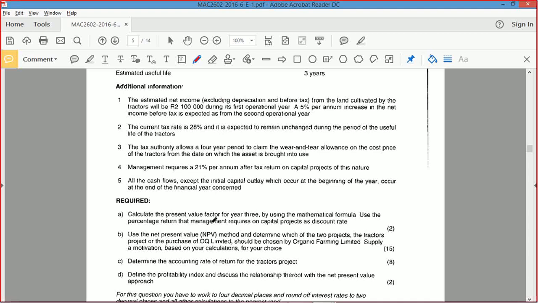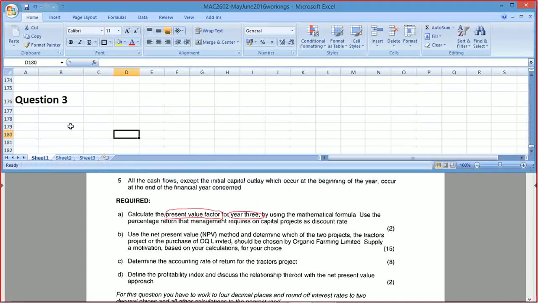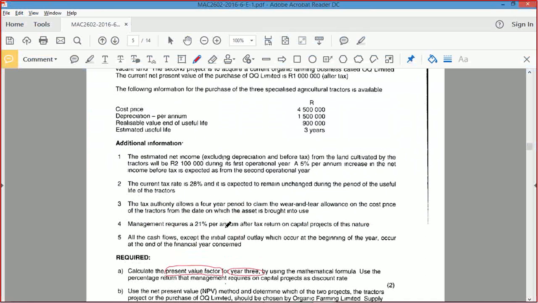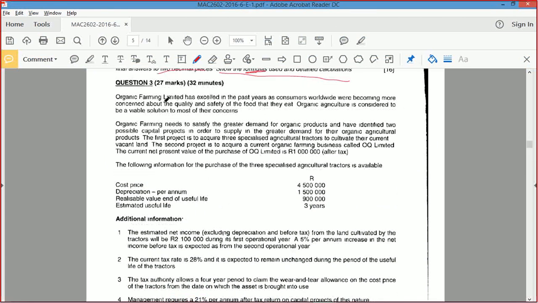So A, calculate the present value factor for year 3 by using the mathematical formula. Use the percentage return that management requires on capital projects as the discount rate. If they want the present value factor, and this is for year 3, that means you're discounting for 3 years. So the PV factor is going to be 1 plus the rate. What rate did they say we must use here? The discount rate. The percentage return that management requires. So what return does management require?